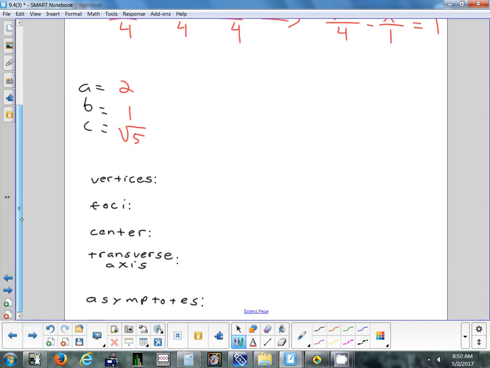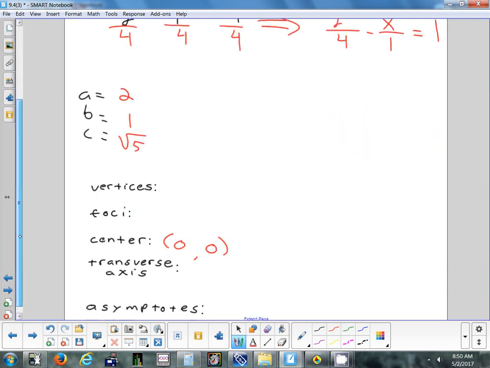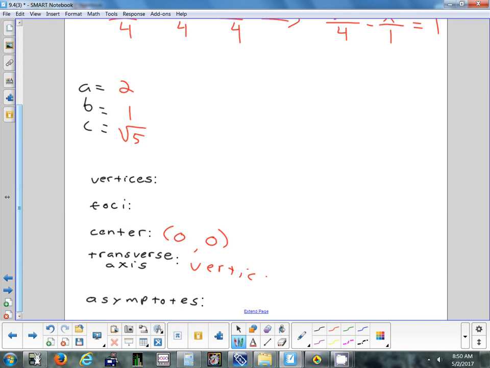What should I find first? Center, because everything is based off the center, either above and below or left and right. We'll answer that question in a second. What's my center? Still 0, 0. Transverse axis, vertical, because y is positive. So now the vertices are how many units from the center? 2. Above and below or left and right? Above and below. What would be 2 units above the center? Yep, 0, 2, and below.